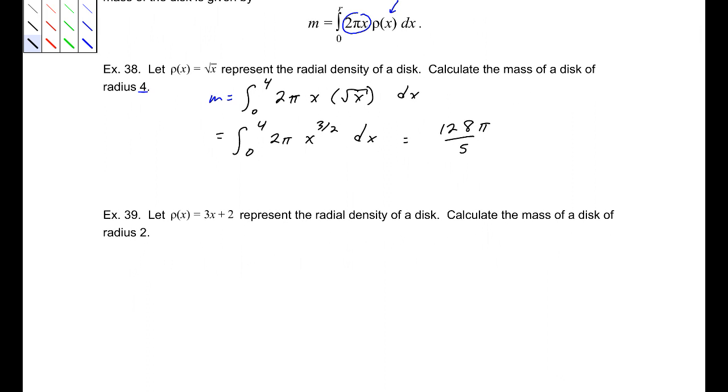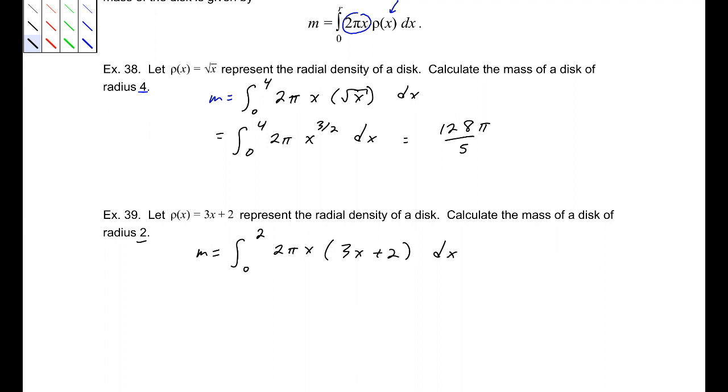Let rho of x equal 3x plus 2, and that is the density function for the radial density of this disk. That is the radial density of the disk, and that's the function to represent that. Calculate the mass of the disk of radius 2. Applying our equation, that is the integral from 0 to r, our radius is 2, of 2 pi x, and our function is 3x plus 2 dx. That's our density.